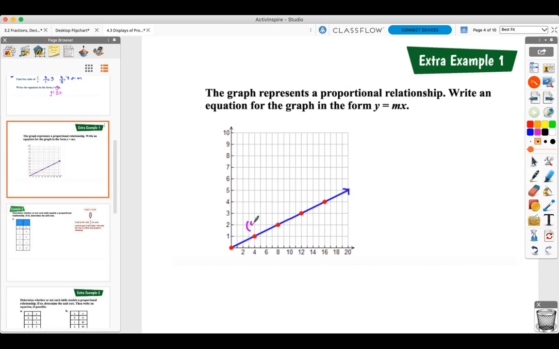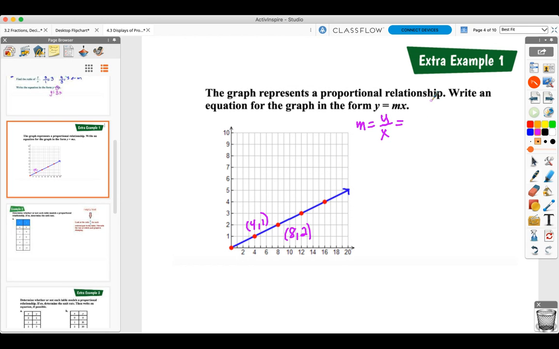So this point over here, it's 4, 1. And this point over here is 8, 2. You could have picked any of these 4 points that they have here. I'm just picking the one that has the smallest number because I always think that's easier. So now you're going to just check to see m equals y over x. Okay, so let's check to see if both of them have the same value.